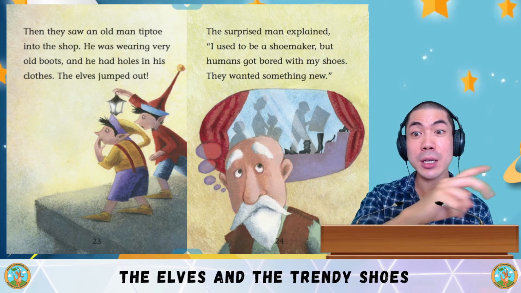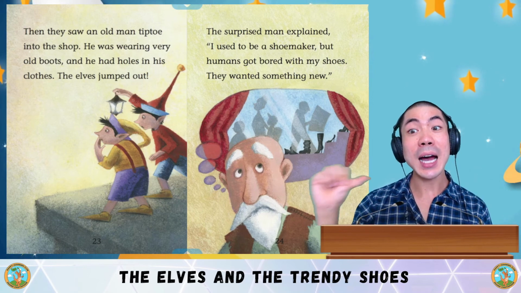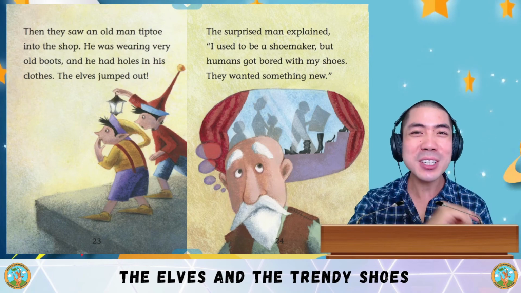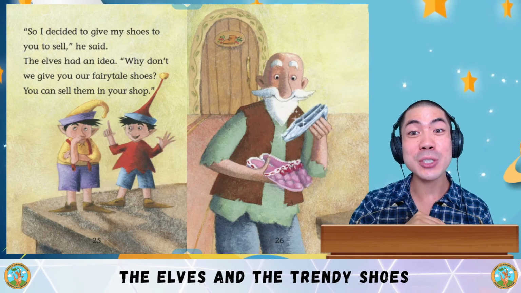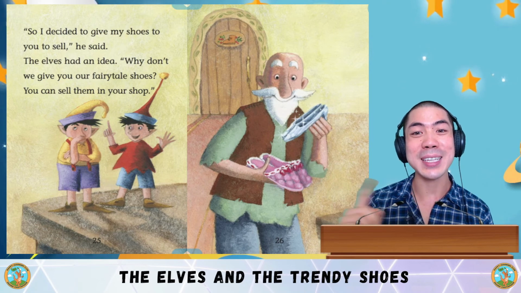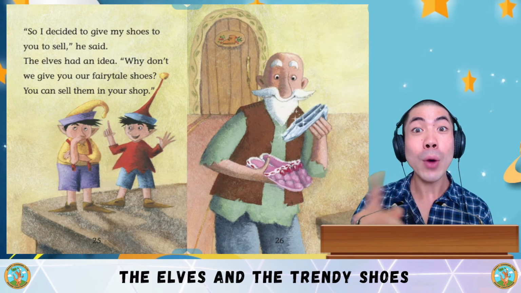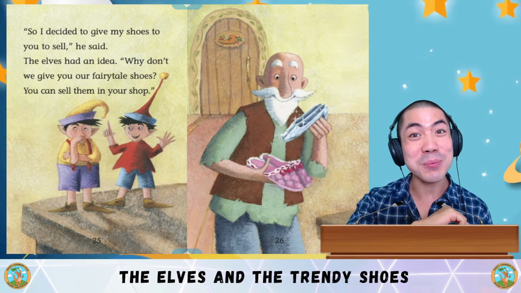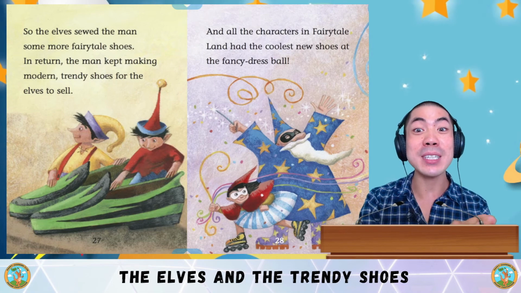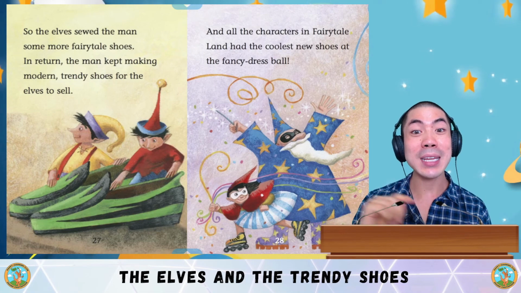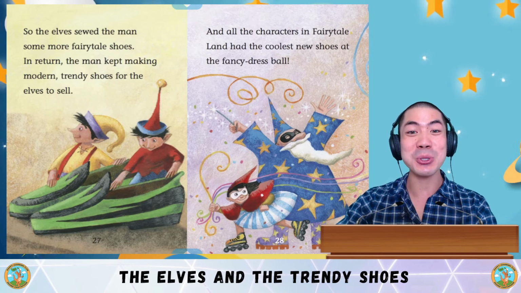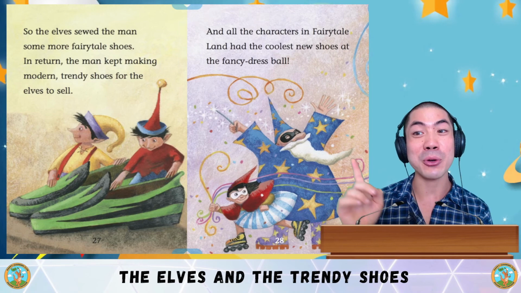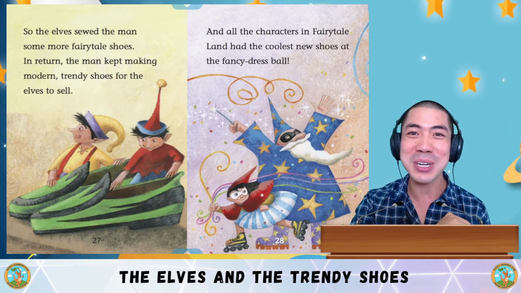The elves jumped out. The surprised man explained, "I used to be a shoemaker, but humans got bored with my shoes. They wanted something new. So I decided to give my shoes to you to sell," he said. The elves had an idea. "Why don't we give you our fairy tale shoes and you can sell them in your shop?" So the elves sold the man some more fairy tale shoes. In return, the man kept making modern, trendy shoes for the elves to sell. And all the characters in the fairy tale land had the coolest new shoes at the fancy dress ball.